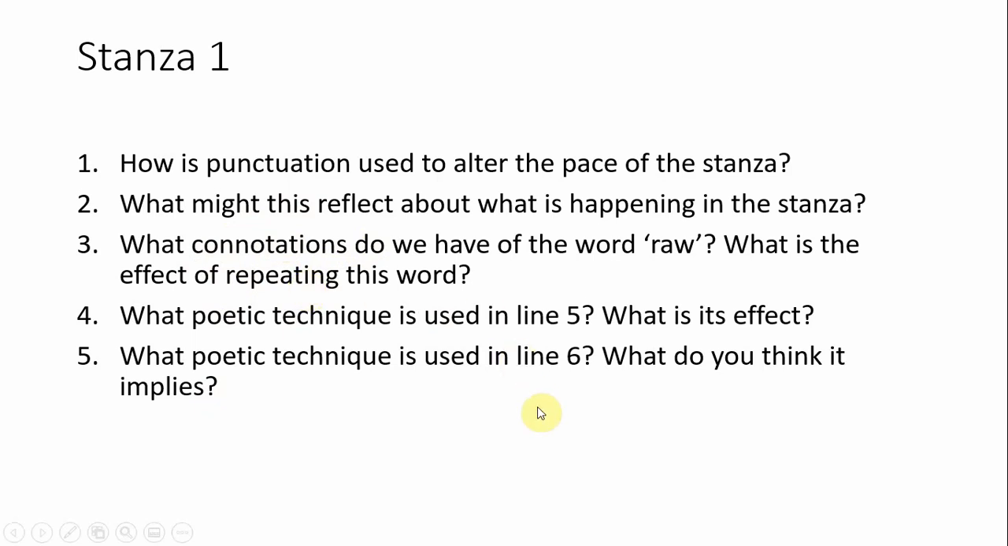What poetic technique is used in line 5 and in line 6? And there's some follow-up questions for each of those. What do you think it implies? That is, it suggests or it hints. So full sentence answers for each of these, spotting and identifying these techniques.